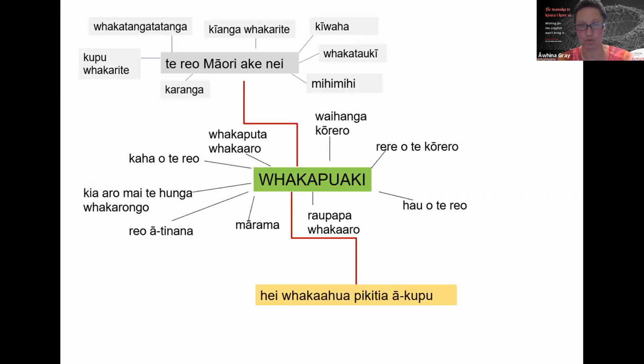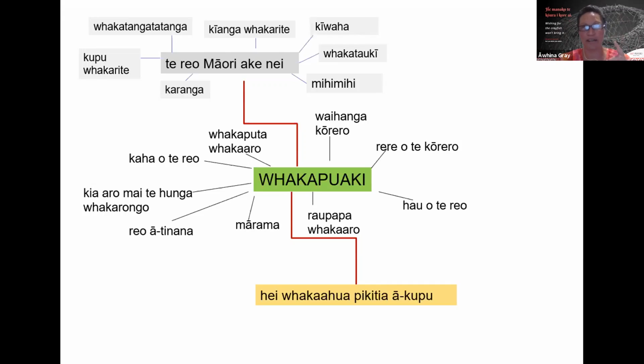So what's the purpose of all of this? Ka whakapuaki, I te reo Māori ake nei, hei whakaahua pikitia a kupu. Okay? To describe a picture using just language. Kia puta ake he whakaahua he pikitia I te hinengaro o te kai whakarongo.